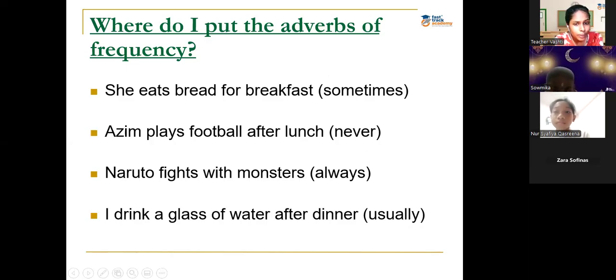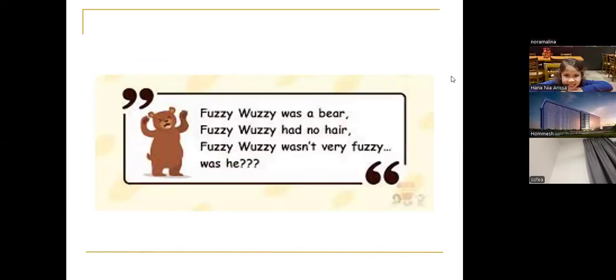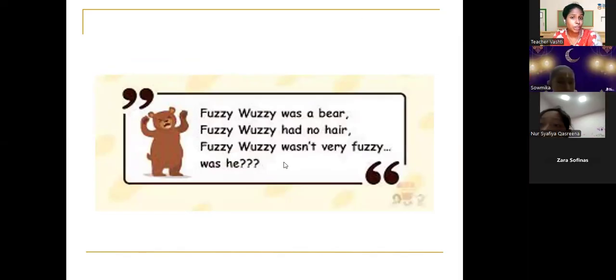Let's take a quick break. We are going to read this tongue twister as fast as you can. Now I'm going to give you some time to practice, and then you can raise your hand if you want to read. Okay? Fast means you cannot read like that, ya. Fuzzy Wuzzy was a bear. Fuzzy Wuzzy had no head. No. You have to read it quickly. Can you do it? I'll give you a sample.